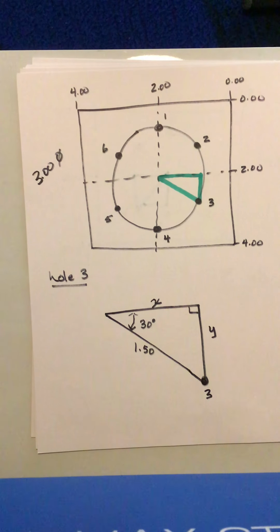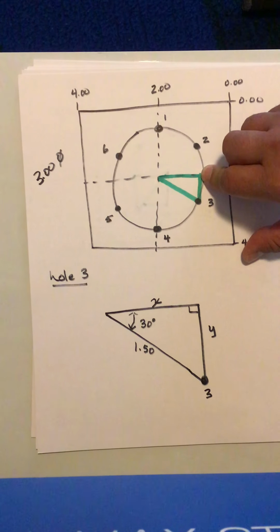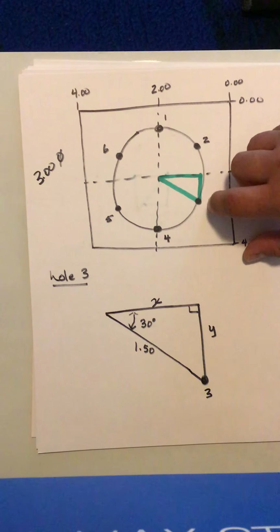Hello everyone. Still working on our 6-hole boat layout. Now we're going to be finding hole number 3, which what I'm going to do is find the location from here to here and here to here. Give me that location right there.